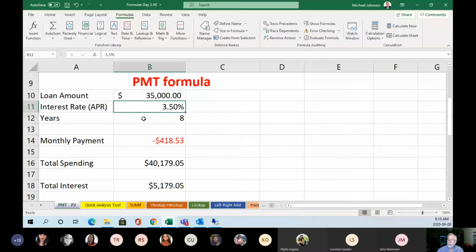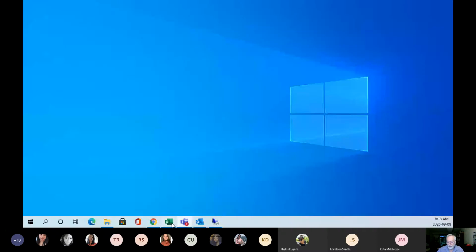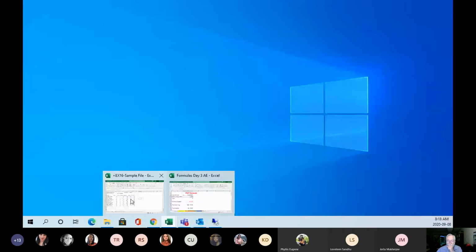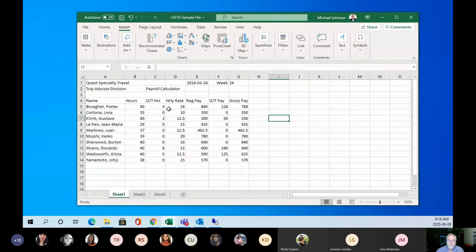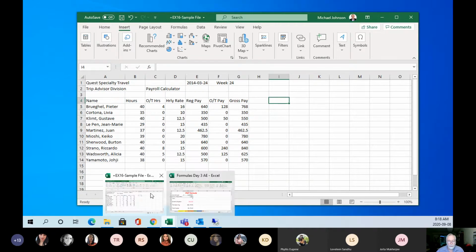Piece of cake. So I'm just going to open up the other one here. Excuse me. So in this situation, this is the original sheet I gave you. It doesn't have the PMT. That's why I gave you the other ones.